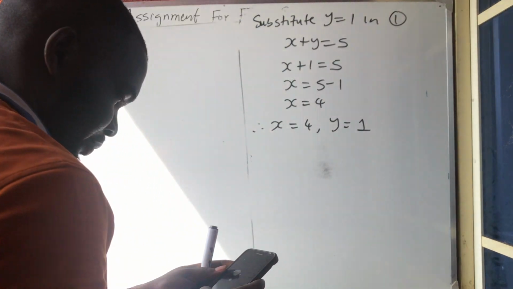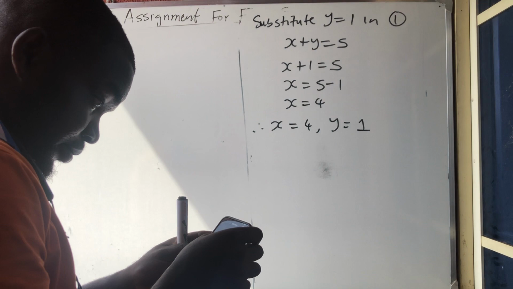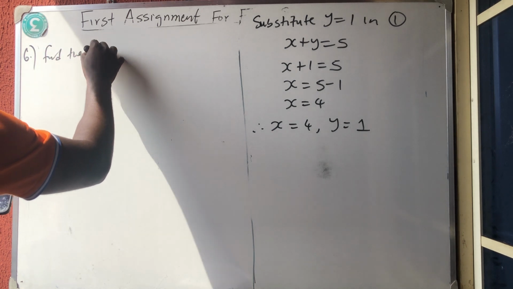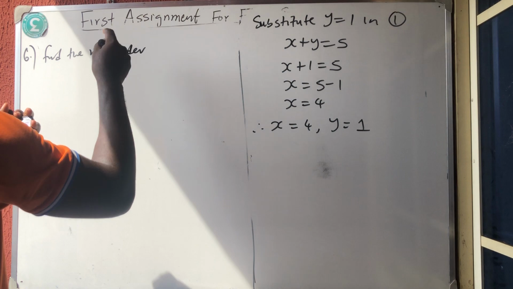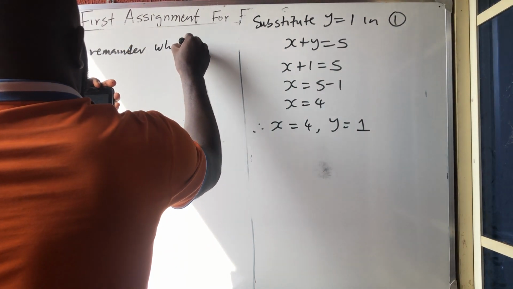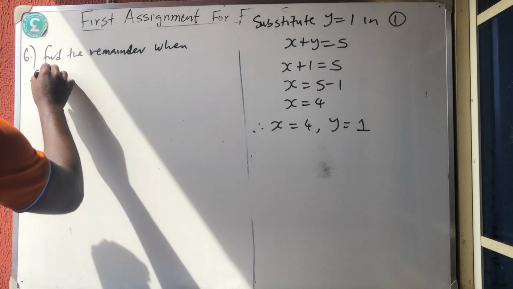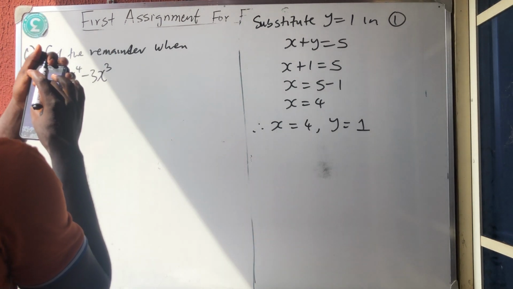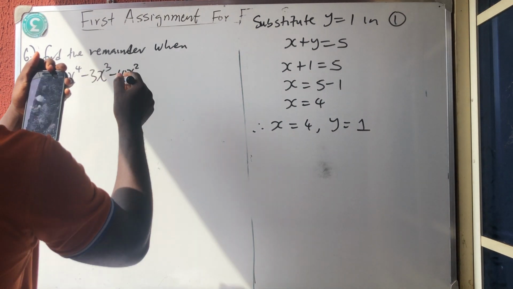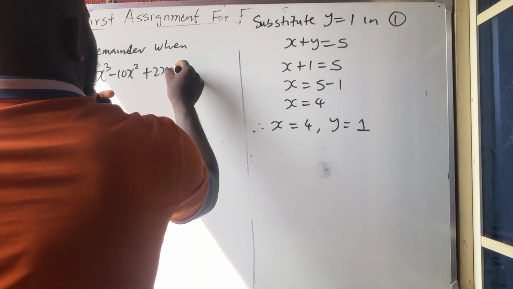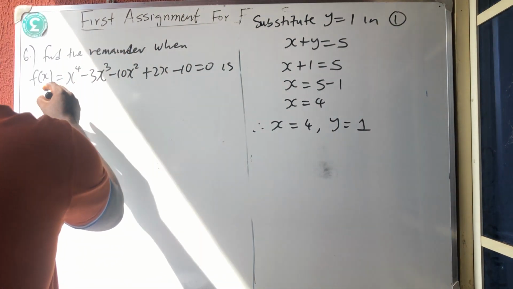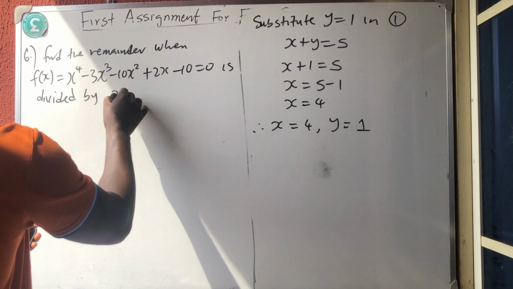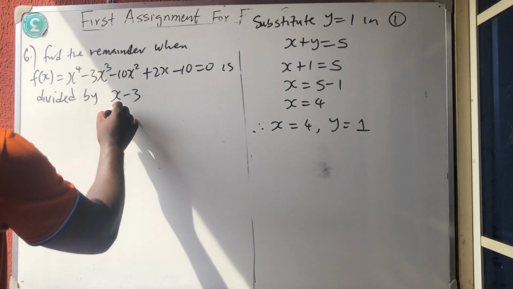Number 6 said find the remainder when f of x, which is equal to x raised to power 4 minus 3x raised to power 3, okay, minus 10x squared plus 2x minus 10 is equal to 0, okay, is divided by x minus 3. Okay, now we are going to use what is called the remainder theorem solution.